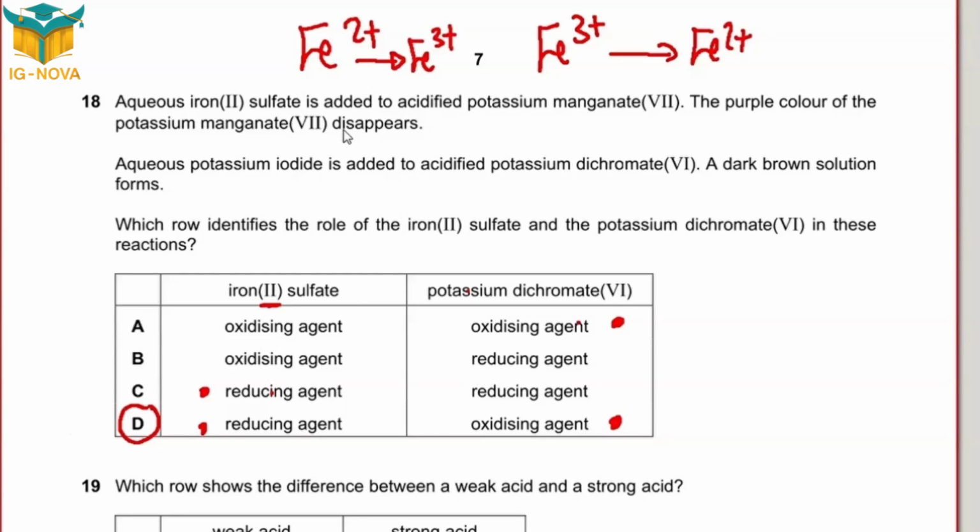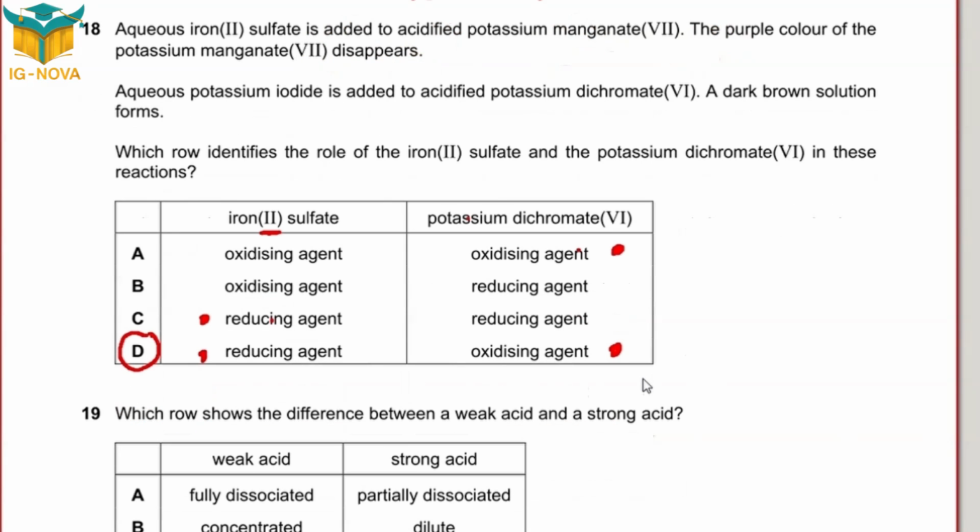Remember that iron 2 in the reaction turns into iron 3, which is a dark brown solution. It has been oxidized, so it acts as a reducing agent. And in return, potassium dichromate changes from orange to green. The color isn't in your syllabus; we don't teach its color. Potassium manganate changes color from purple to colorless. That we have in the syllabus. So potassium manganate we have, potassium dichromate we don't teach.